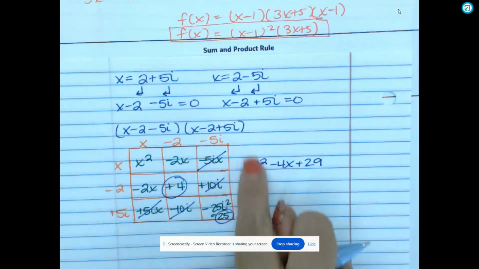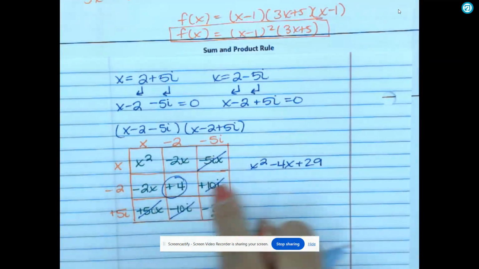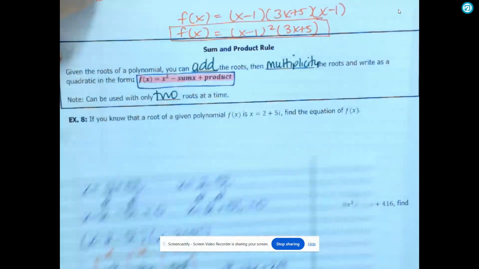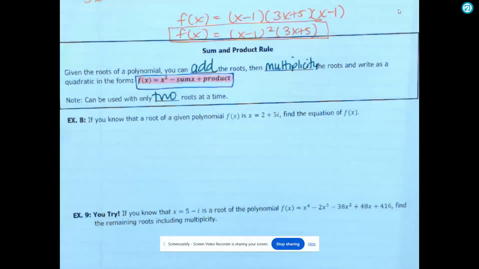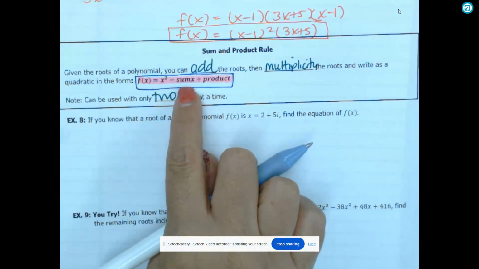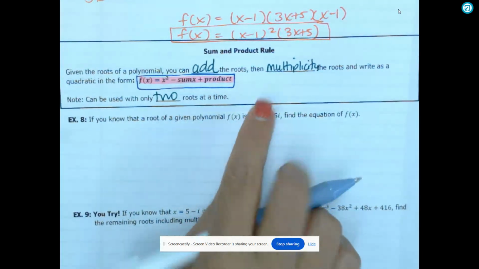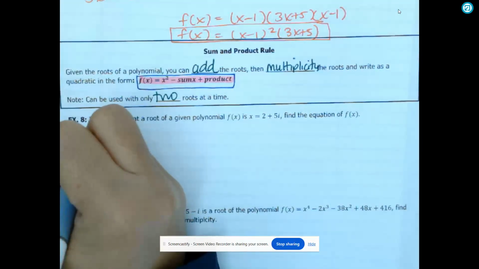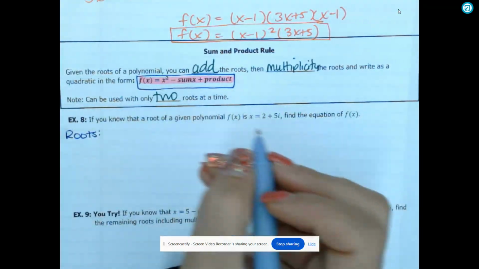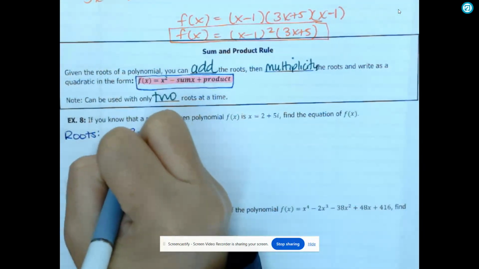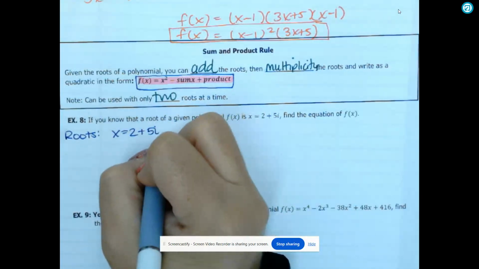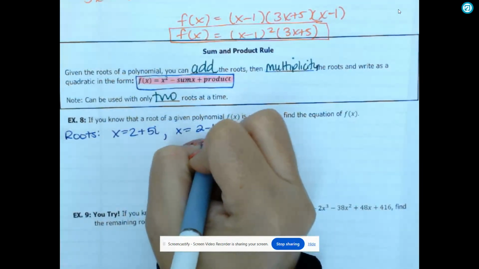Now, you could do this with every single type of problem. This was one on your homework that you could have done the same thing with. But if I go over here and use our shortcut, which is this formula right here, we know the roots: x equals 2 plus 5i, and x equals 2 minus 5i.